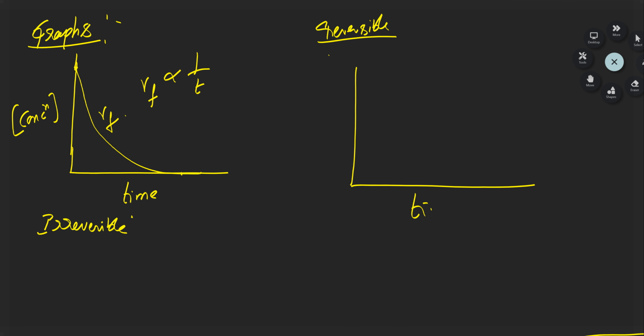Now time, concentration. The products' concentration is going to increase. The reactant concentration decreases. At a certain point both reach equilibrium. This point we can call the equilibrium state.